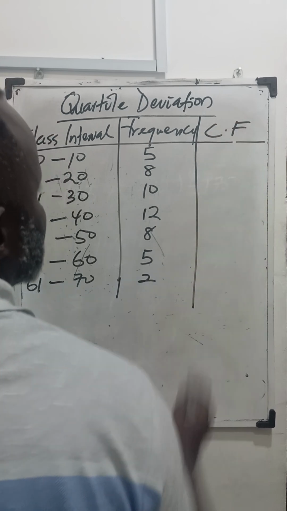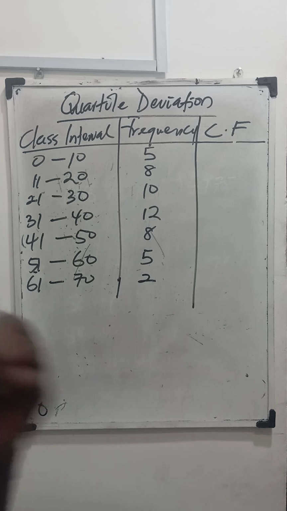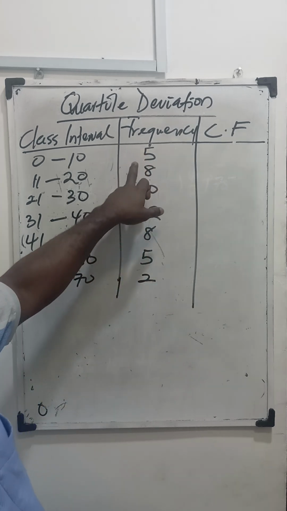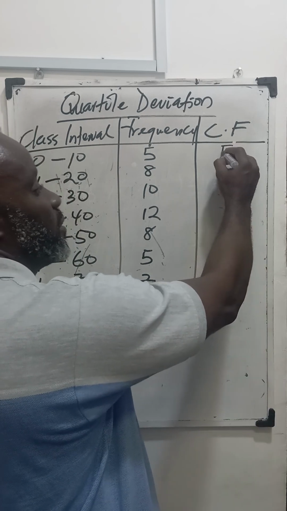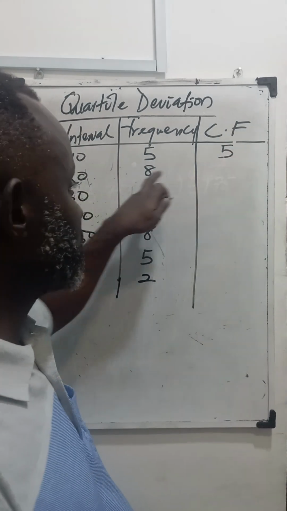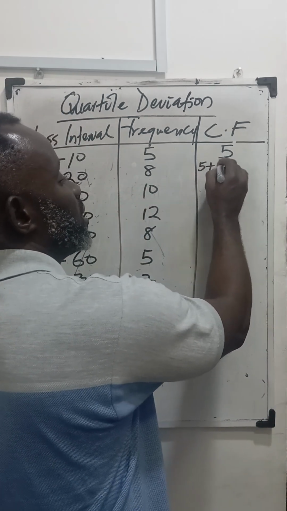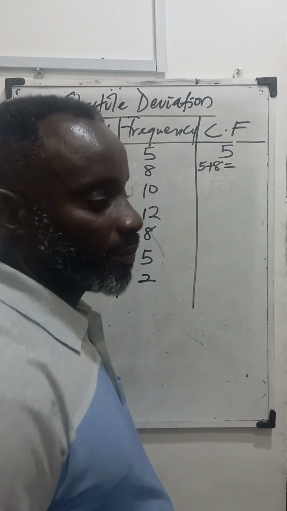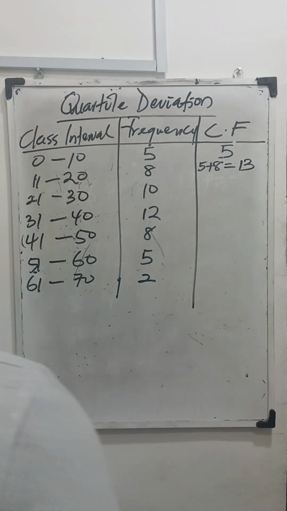frequency. Let me call it CF. So if you look at how to obtain the cumulative frequency like we did previously, the first cumulative frequency will remain what? 5. Did you get that? And so the second cumulative frequency will be 5 plus 8, which will give you 13. That's the second cumulative frequency.